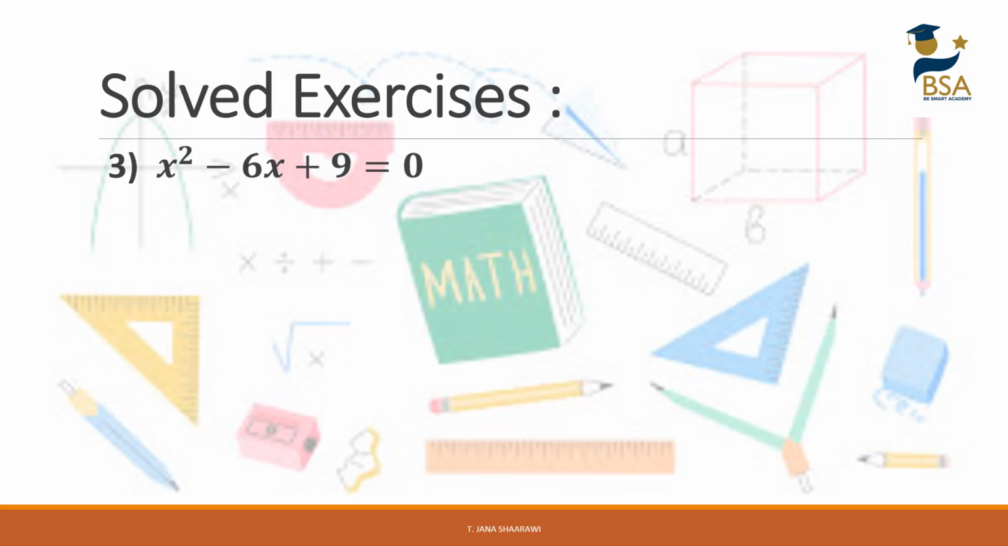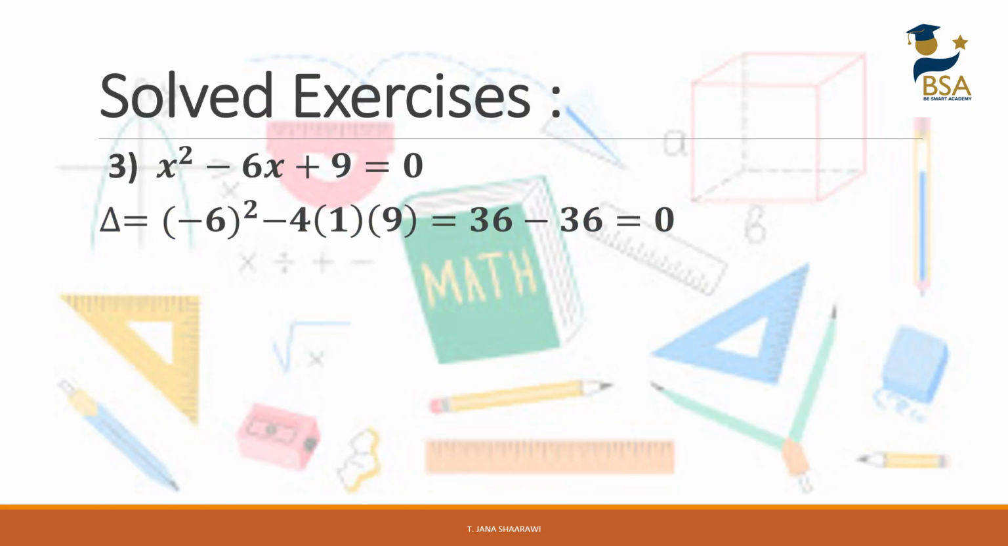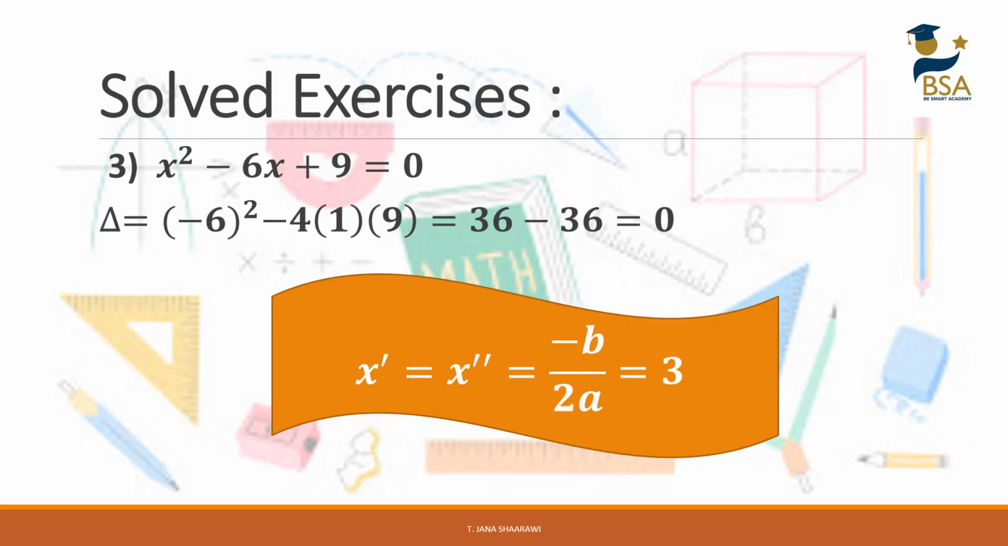X squared minus 6x plus 9 equal to 0. So delta here equal minus 6 squared minus 4 times 1 times 9, which is equal to 0. So here we have a double root, x prime equal x double prime equal minus b over 2a.